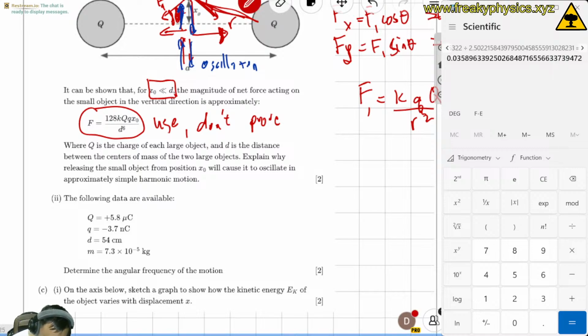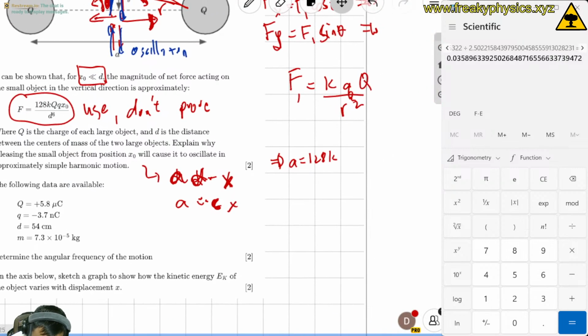Remember that for simple harmonic motion, acceleration is proportional to negative displacement x. Why is this approximately SHM? Because if we divide this further, we express a equals 128k. Or, hold on, before I do that, this means that a is approximately some constant C times x. Then there's a negative sign, right?